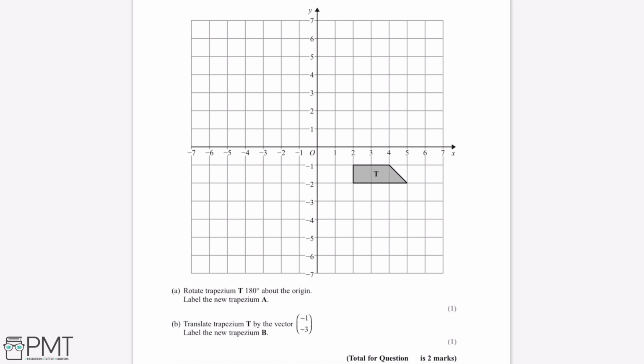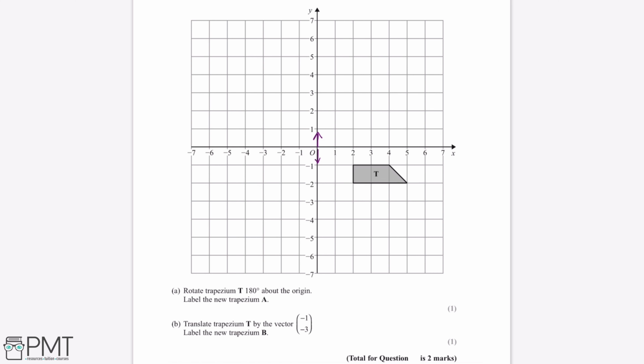Using a pencil, draw over the trapezium T. And you can also draw an arrow so you can see how many degrees you've rotated the paper. And then you're going to want to place your pencil on the origin and then rotate your tracing paper 180 degrees. And after this rotation, your arrow which you have drawn should be pointing downwards.